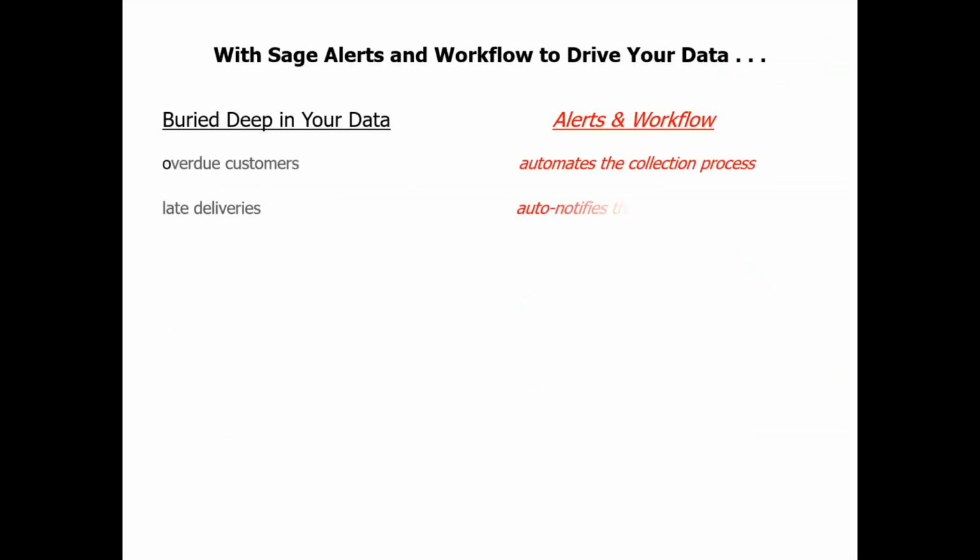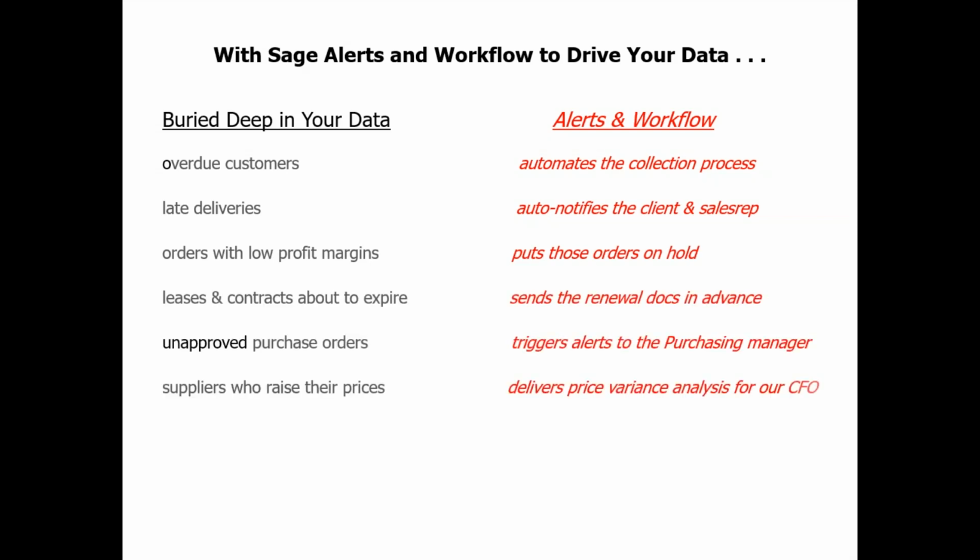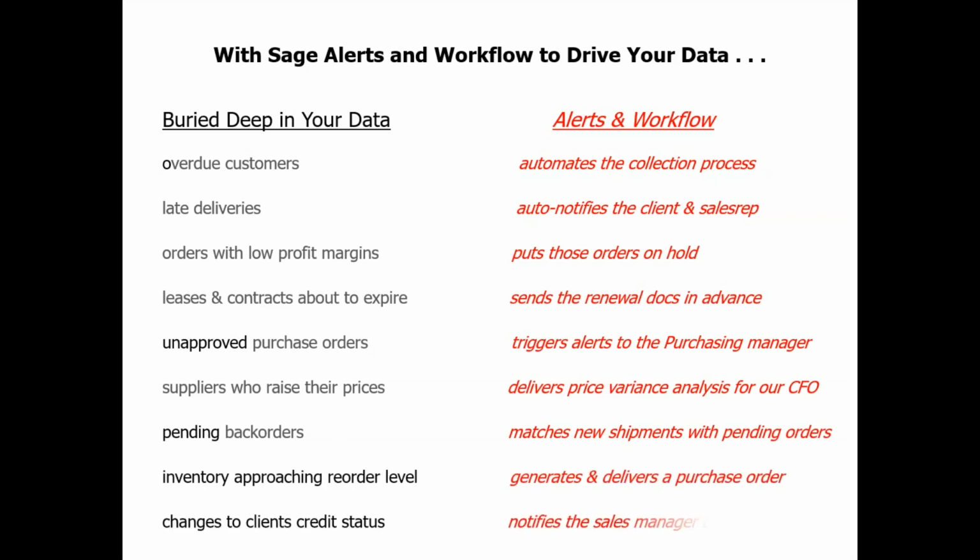So, when you consider the types of conditions buried deep within Sage 100, it's kind of nice to know that you can have an invisible assistant in the form of Sage alerts and workflow to automatically take the appropriate response action, to notify the appropriate people, to deliver the corresponding information, and to execute the appropriate response in connection to the business condition or activity or threshold that has occurred.